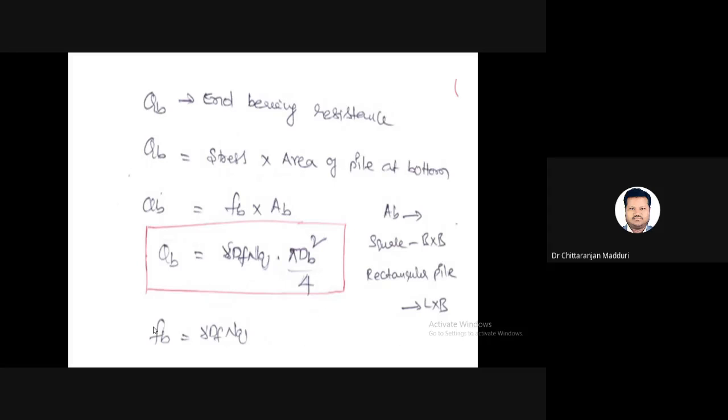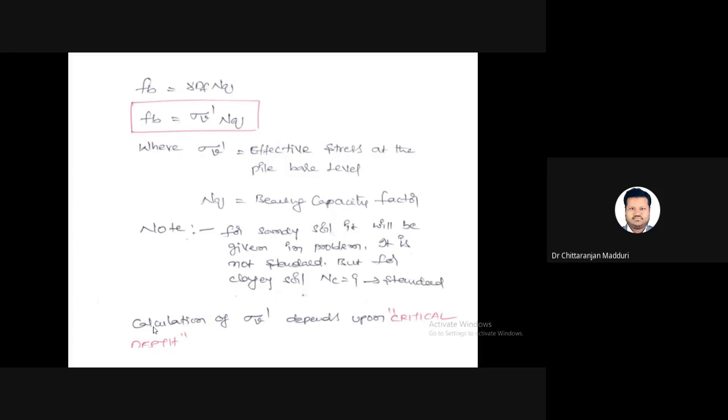So Qb, the bearing resistance, equals stress in the area of the pile bottom: Qb equals gamma Df into Nq into Ab, where Ab is the area of the pile at the base and the stress term is the bearing capacity at the bottom of the pile. Let us take the Nq. Nq is known as the bearing capacity factor. For sandy soil, it will be given in the problem; it is not a standard value. But for clay soils, Nc is equal to 9. It is a standard value.